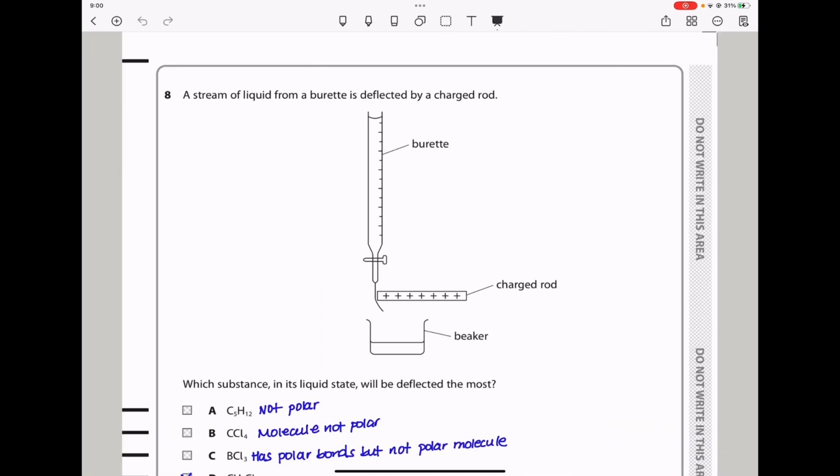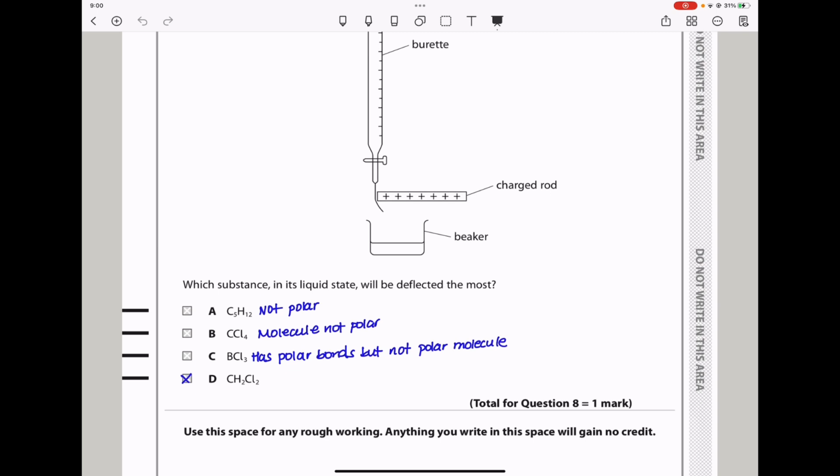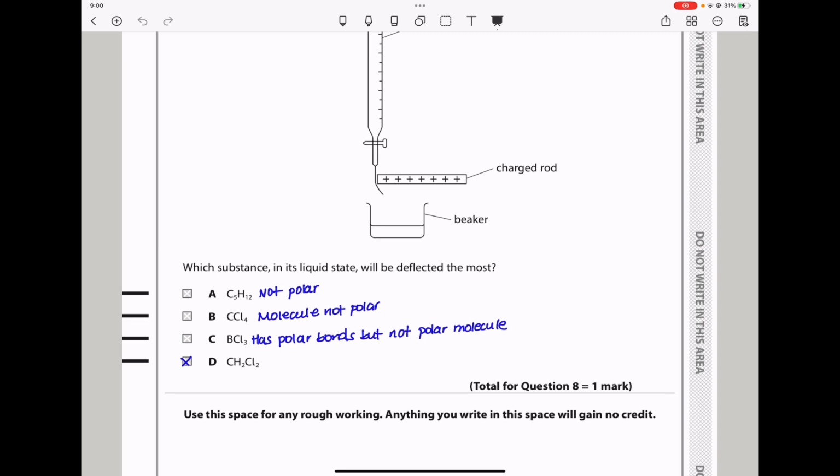Moving on. Question 8. A stream of liquid from a burette is deflected by a charged rod. We can see this is the burette, that is the charged rod, and we see the beaker to collect whatever is coming out. So they say which substance in its liquid state will be deflected the most. This deflection is about polarity, which one is going to be polar the most, or which molecule is going to have polarity. Looking at pentane, it's not polar.